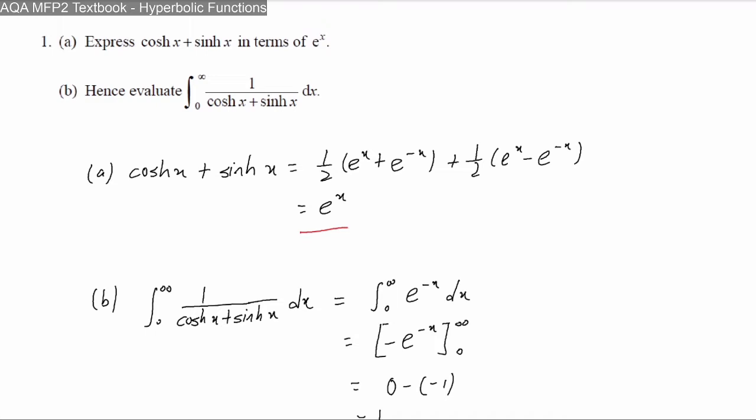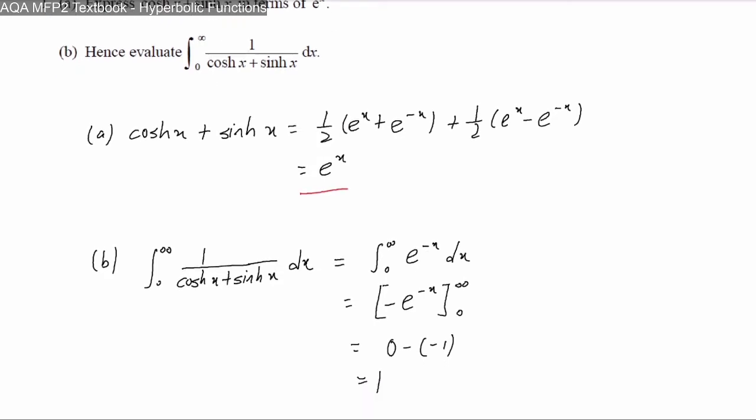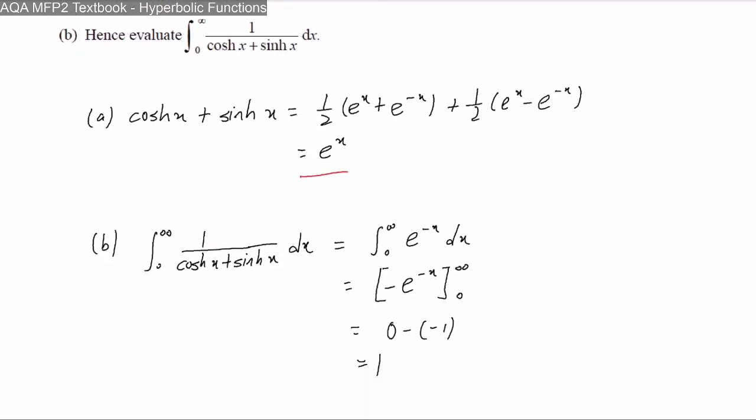For the second part, we evaluate the integral of 1 over cosh x plus sinh x from 0 to infinity. This is just the same as integrating e to the power of negative x. After we integrate e to the power negative x, we get negative e to the power negative x, and we just have to evaluate this at x equals infinity and x equals 0. When x approaches infinity, the value of negative e to the power negative x will actually approach 0.